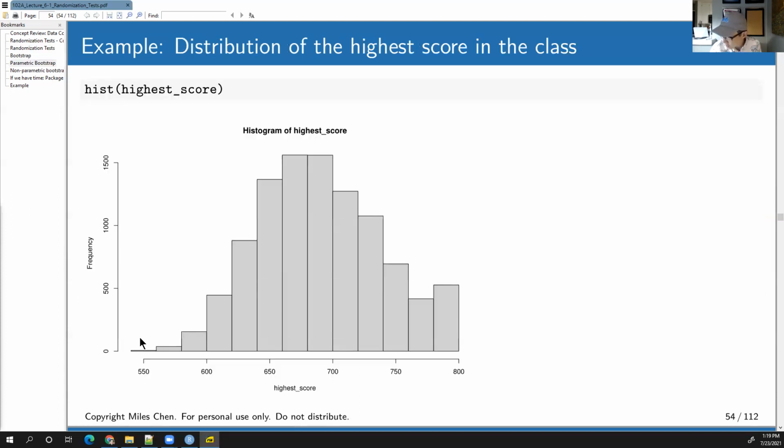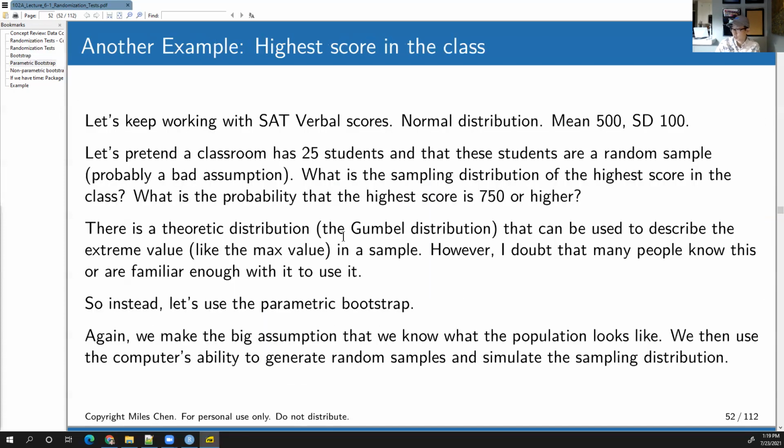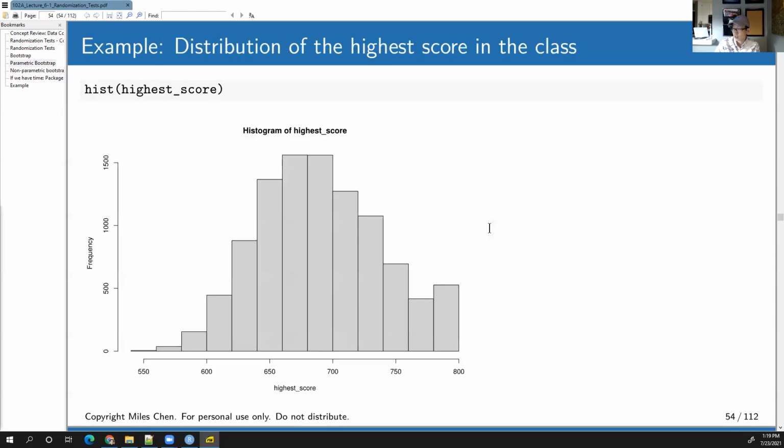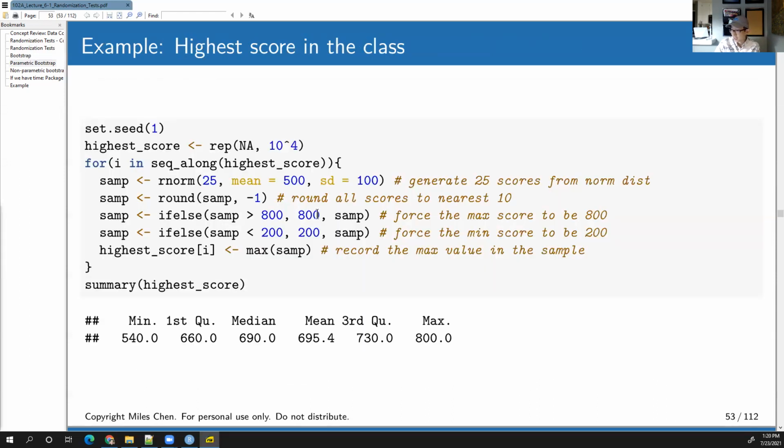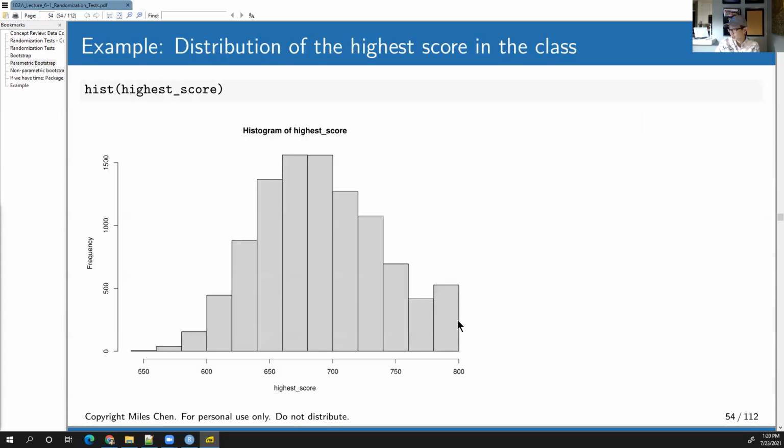If you look at this, this is the resulting distribution. This actually doesn't follow any theoretic distribution. The Gumbel distribution actually wouldn't work here because the SAT has a maximum of 800. If we didn't artificially have this max of 800, we would probably get values up higher, but it's capped at 800, so we're not going to get any values greater than 800. This is what the resulting histogram looks like, and this is the distribution of the highest score in a classroom of 25 students.